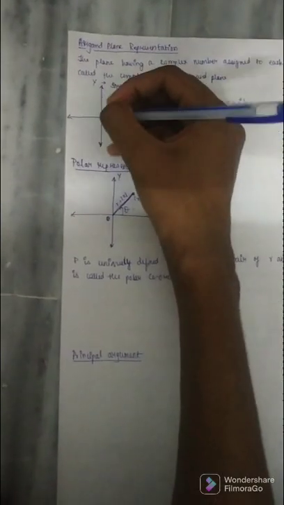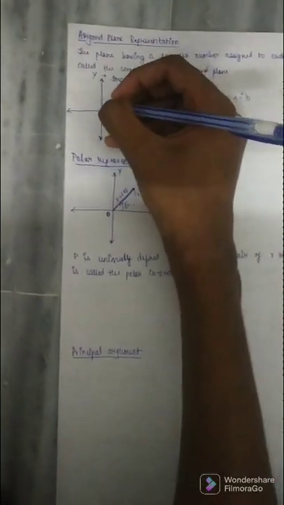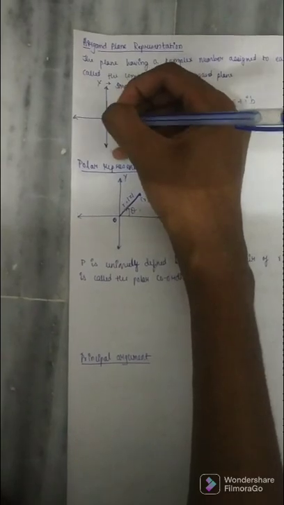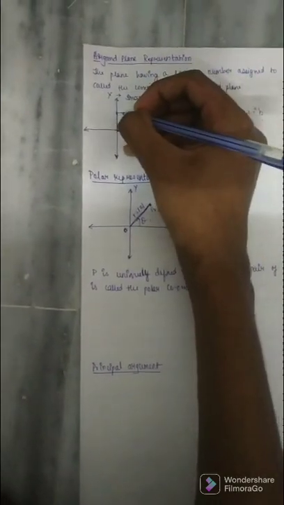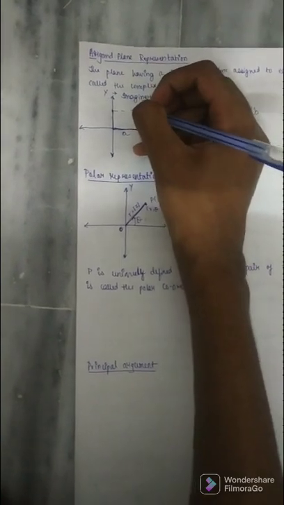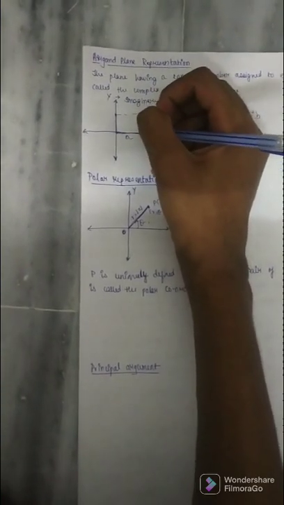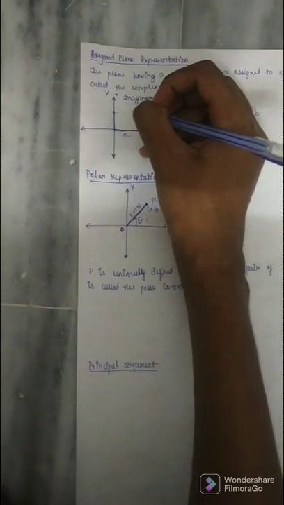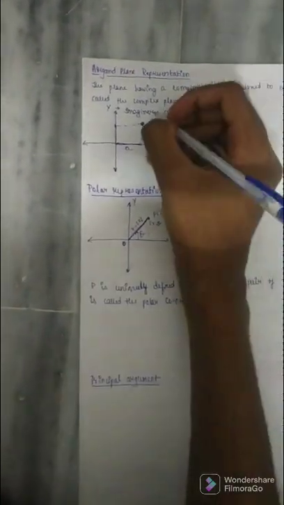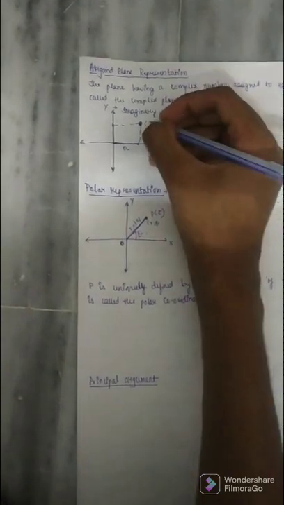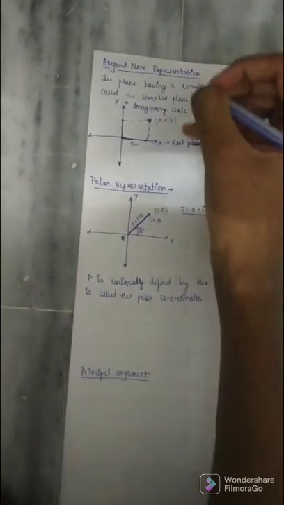So this is the imaginary axis. We go through the distance b along the imaginary axis, and where these two lines meet is where the number a plus ib lies.